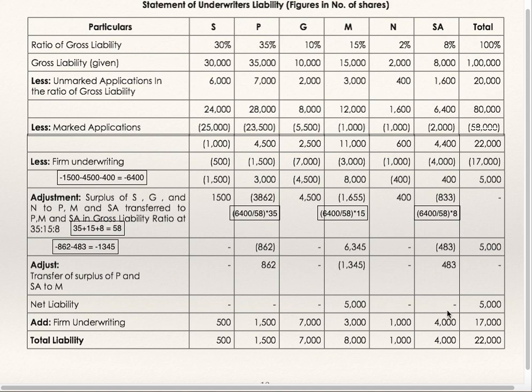In this, add firm underwriting and you will get total liability 500, 1500, 7000. These are firm underwriting. M 8000, 5000 plus 3000 firm. N only firm underwriting. SA only firm underwriting 4000. Total liability is 22,000, that is 17,000 plus 5000.